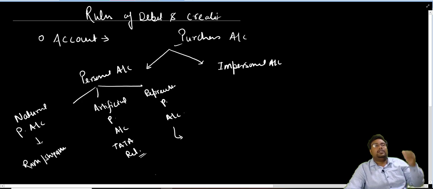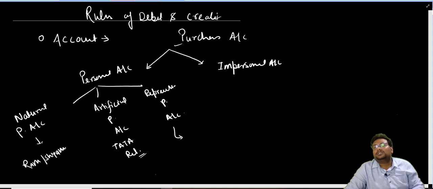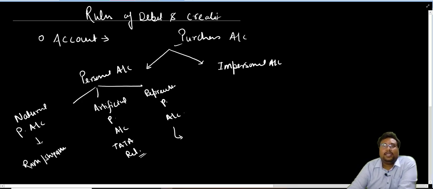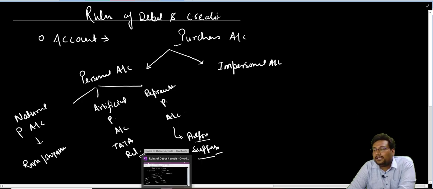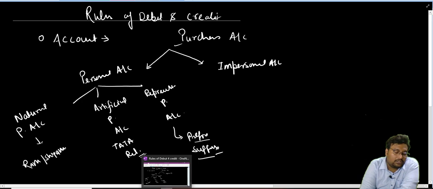But if the proprietor, the owner of the business, withdraws the money, that will be considered as drawing. Getting it? So a representative personal account is the account which represents a certain person. Apart from that, any expense or income with a prefix or suffix word will also be considered as a representative personal account. It is also very simple.